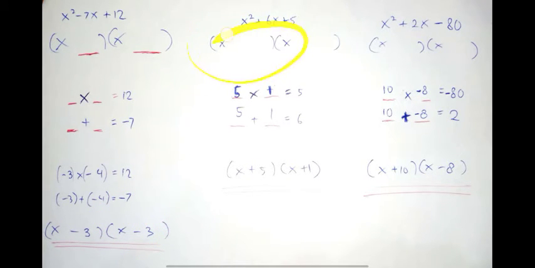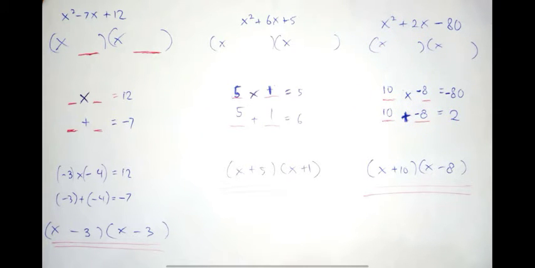Second example, the same way. You need to find what number times what number is 5, the last one, and if you add them, you get the middle one, 6. So 5 times 1, 5 plus 1. So +5 and +1. Easier. This one, what number times what number is -80? Remember, if you have a negative sign in front, you need to take that into account. So -80, and then what plus what is +2.